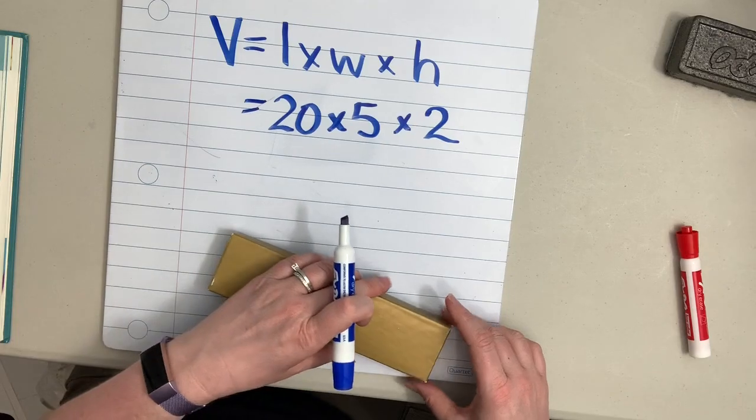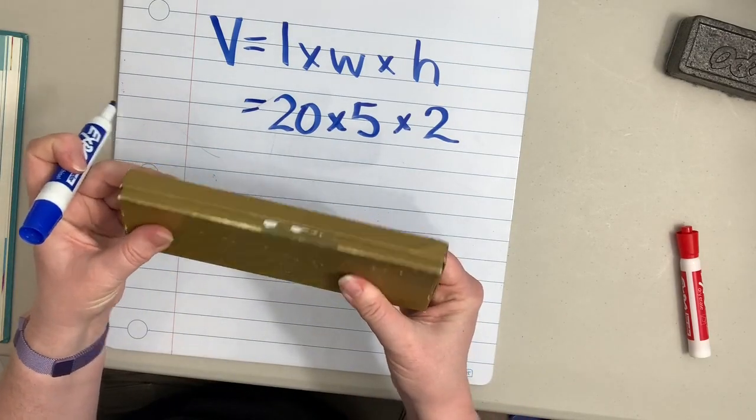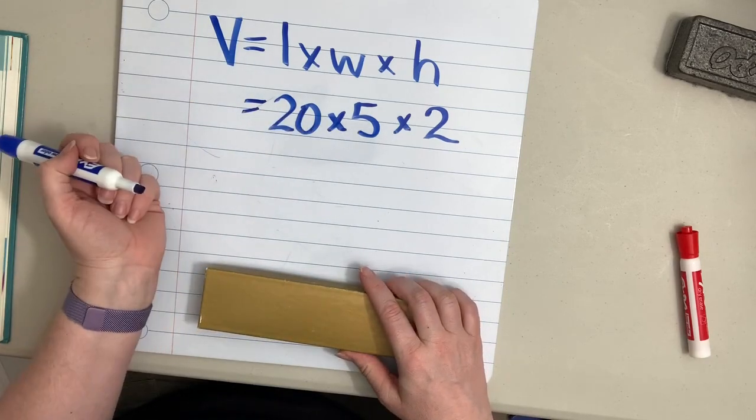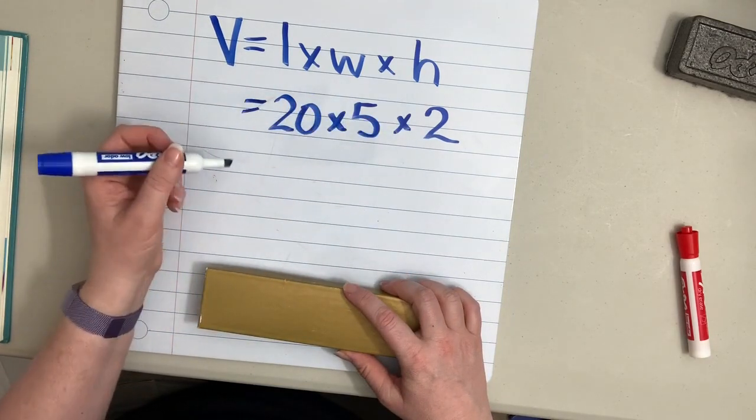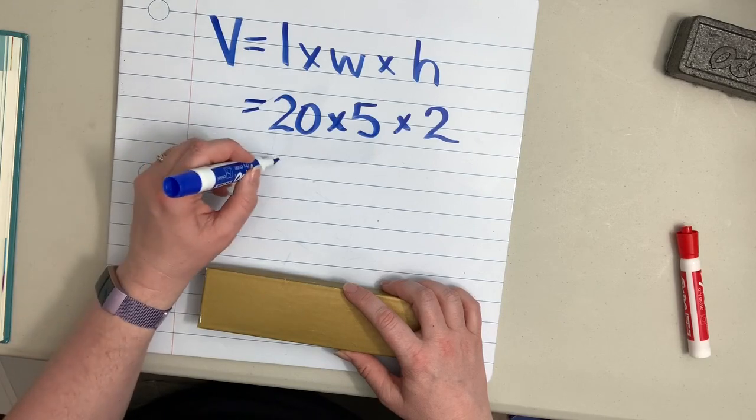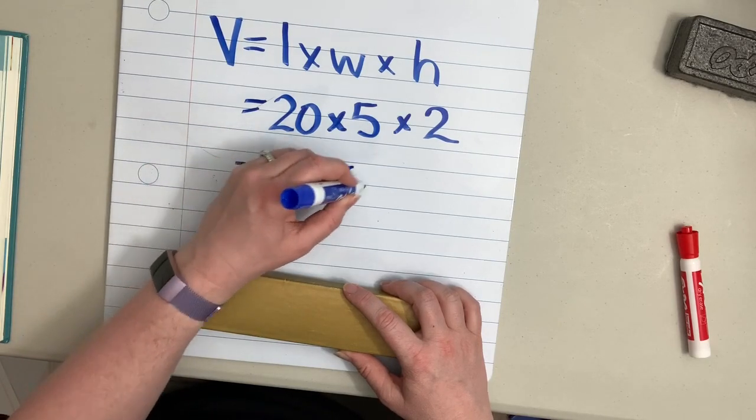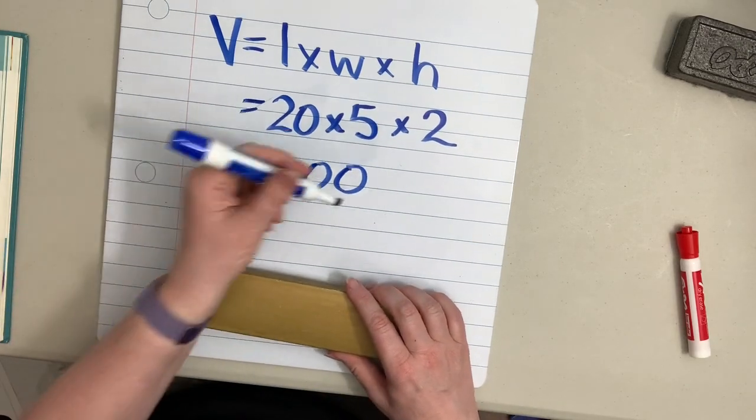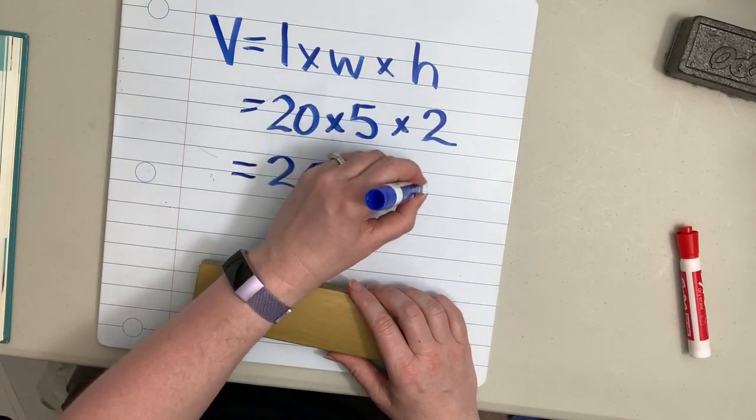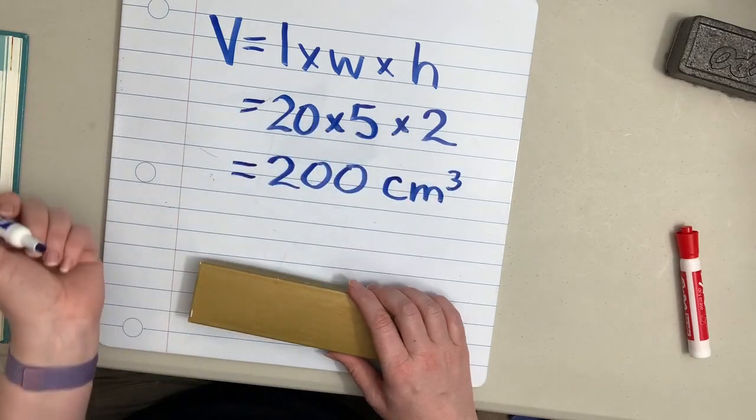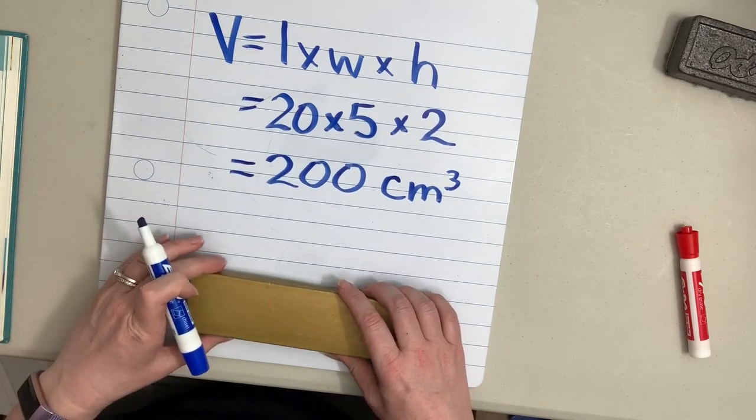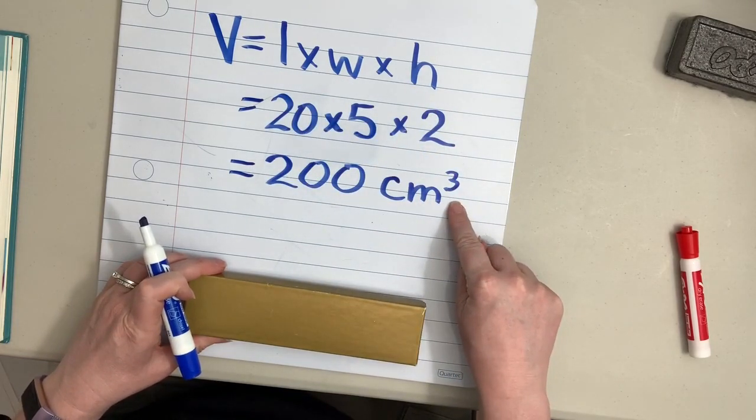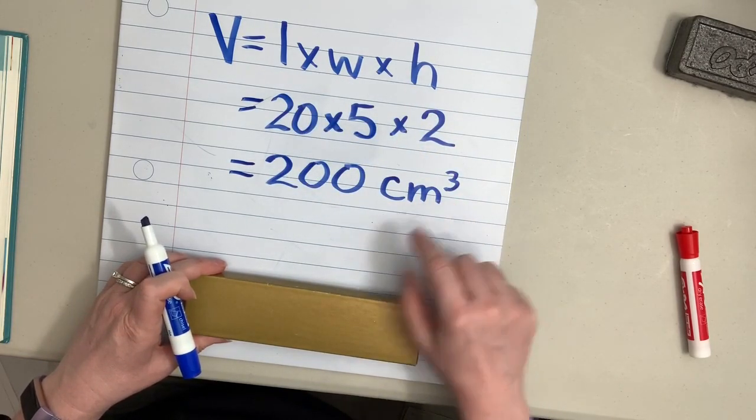other. So if we want to know how many centimeter cubes can fit in this box, we would have to do 20 times 5, which is 100, times 2 is 200. Now, what units would we use? Well, these were centimeter cubes, so we're going to say 200 centimeters cubed because they are cubes. This is 3 dimensions. Whenever you have 3 dimensions, you're going to have a cubed unit.